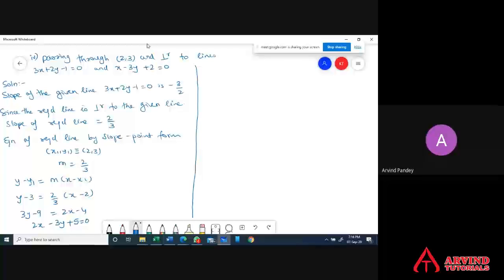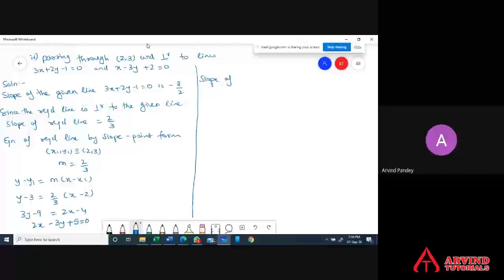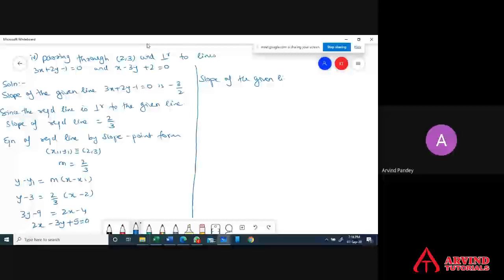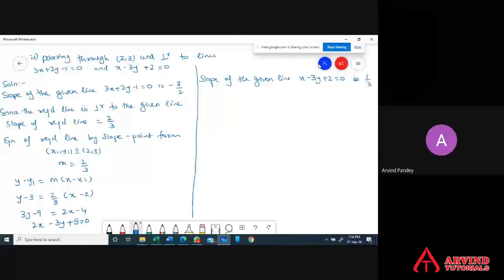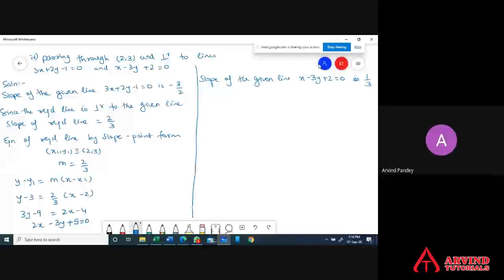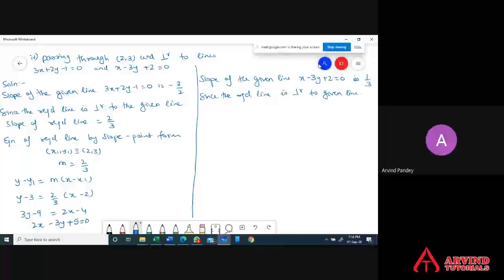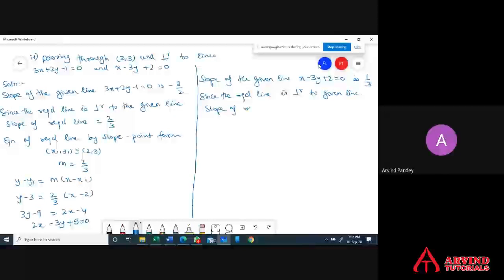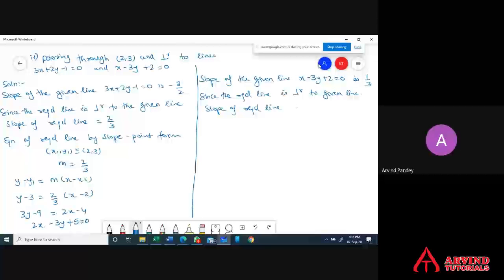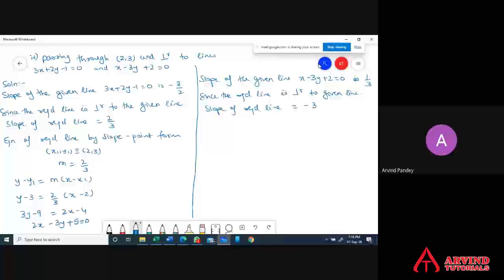Then in your second part, see, you are given some other slope like equation, no? So I'll say once again the same thing. Slope of the given line x minus 3y plus 2 equal to 0 is 1 upon 3. Okay? Then same I'll say, since the required line is perpendicular to the given line, slope of required line will be minus 3. Okay, negative reciprocal, flipping it, so minus 3.